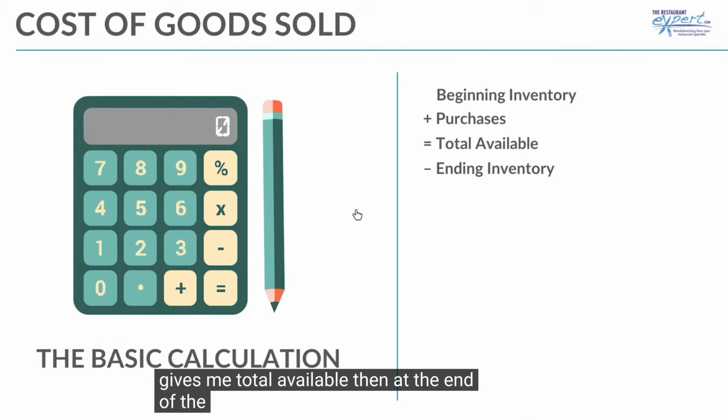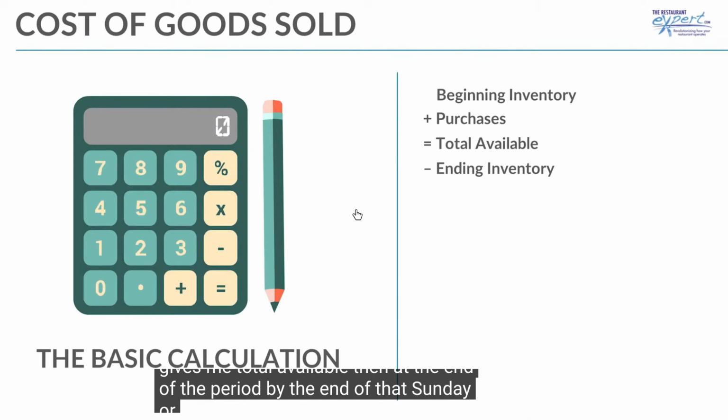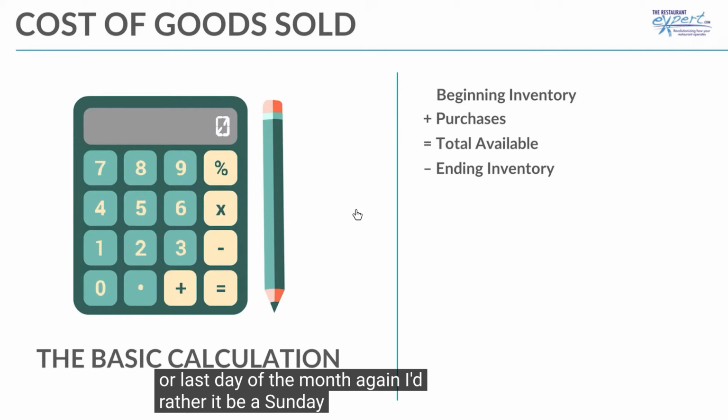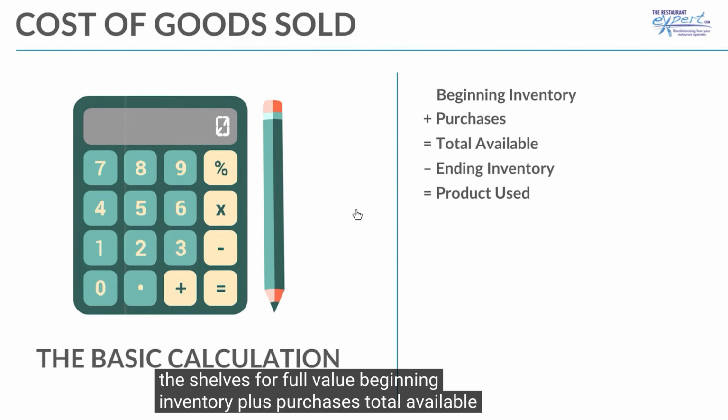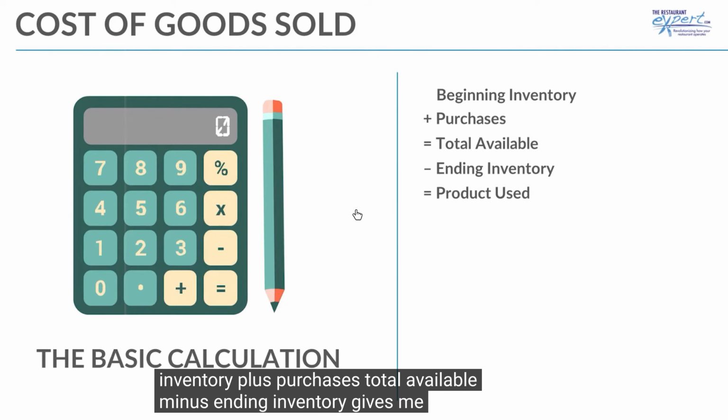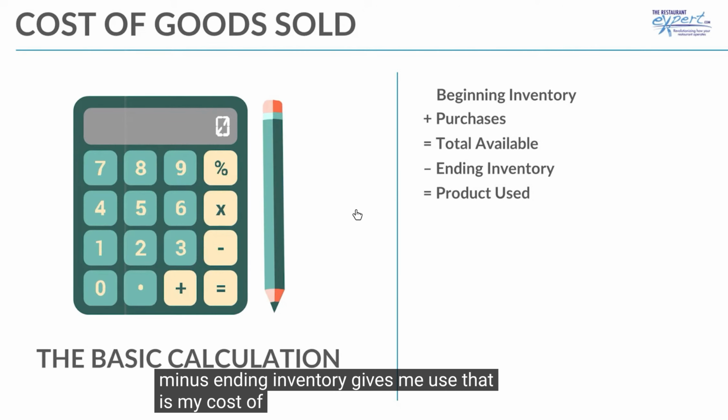Then at the end of the period, by the end of that Sunday or last day of the month, and I'd rather it be a Sunday, we count what's on the shelves for full value. Beginning inventory plus purchases, total available, minus ending inventory gives me use. That is my cost of goods sold.